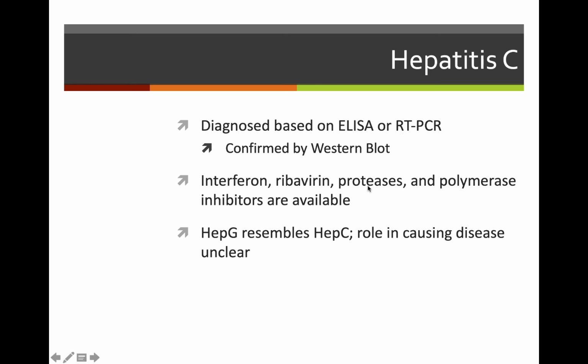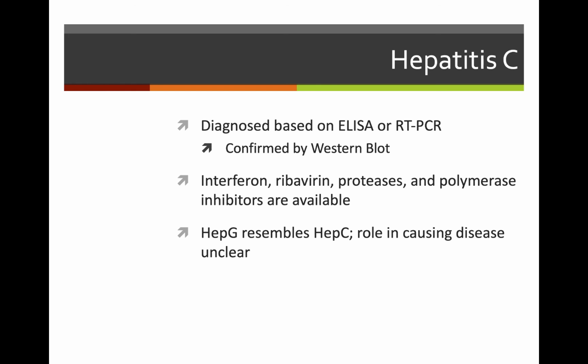Interferon, ribavirin, proteases, and polymerase inhibitors are available. Remember, even though hepatitis C does not have that really unique reverse transcriptase, it still is an RNA-based virus. And an RNA-based virus has to have an RNA-dependent RNA polymerase, which is not normal in humans. So if we can inhibit that enzyme, that's very helpful.